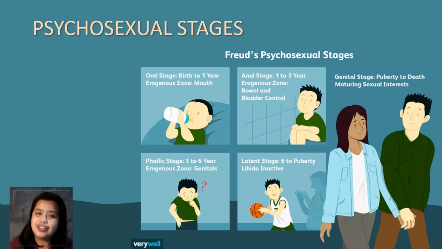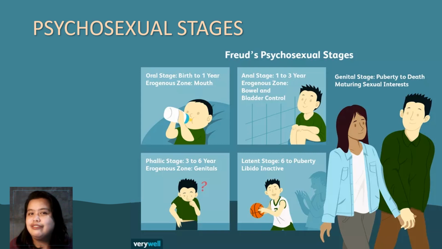Okay? And the third one, we have phallic stage, 3 to 6 years old. Kung saan yung erogenous zone natin is nasa genitals. Ito na yung panahon kung kailan nagiging curious tayo about our body parts, specifically with our genitals. Okay? And then the fourth one is the latent stage, 6 to puberty. Inactive yung libido natin kasi we are focused on a lot of things. Okay, nag-focus tayo. Usually, we learn sports, o kaya nag-aaral tayo, kunwari, diba? So, nagiging latent yung libido natin.